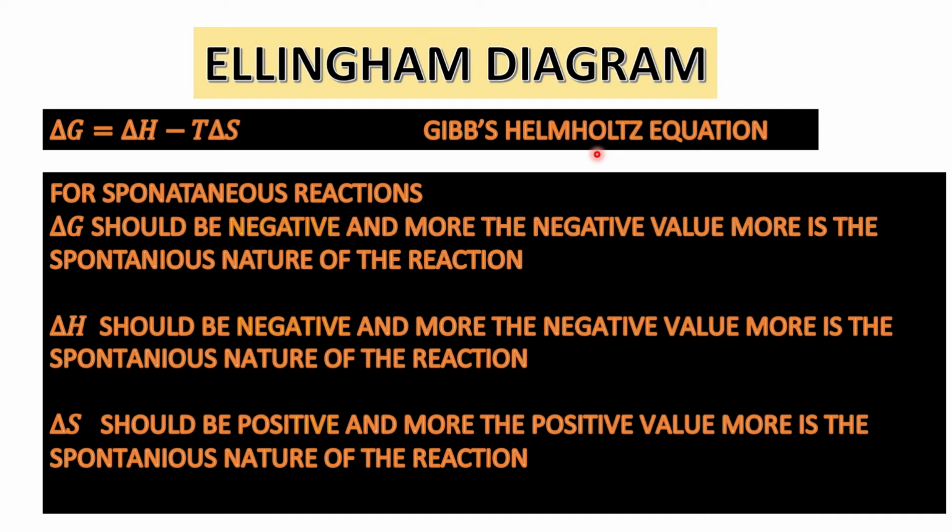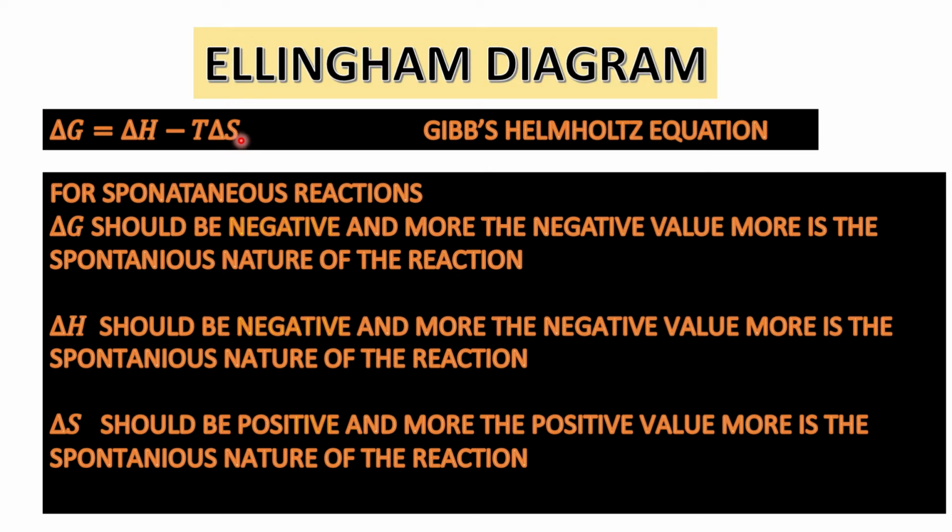the Gibbs-Helmholtz equation. You can pronounce it according to you, but I say this equation as the Gibbs-Helmholtz equation, which is nothing but delta G equals delta H minus T delta S, which I have written here. Delta G is the change in the free energy, delta H is the change in the enthalpy, T is the temperature which you can vary, and delta S is the change in the entropy.